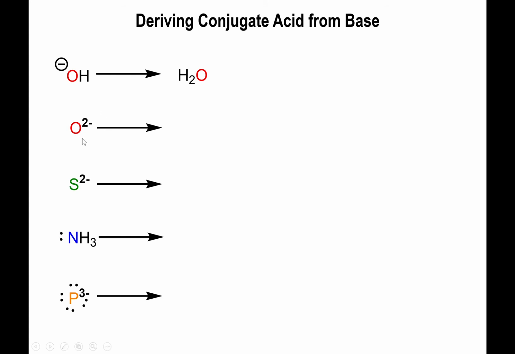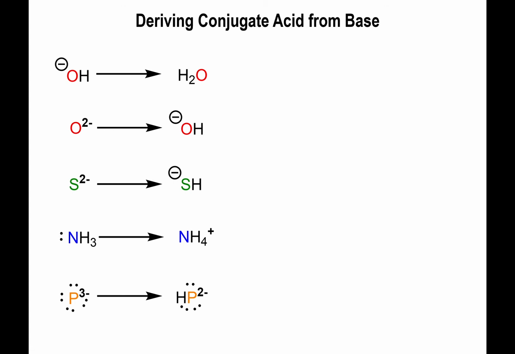The same thing is true for oxide. The direct conjugate acid of O2- is not water, it's actually hydroxide because it has one more H and only one more H than oxide. Same thing goes for sulfide. And ammonia, if you want to derive the conjugate acid, it will have to have one more H and its charge will have to go up by 1 unit. So you'll have NH4+, known as ammonium. And then phosphide, the direct conjugate acid will be HP2-.